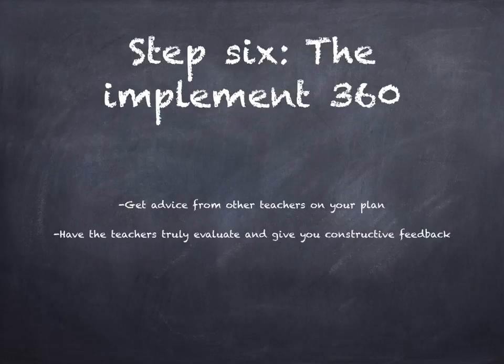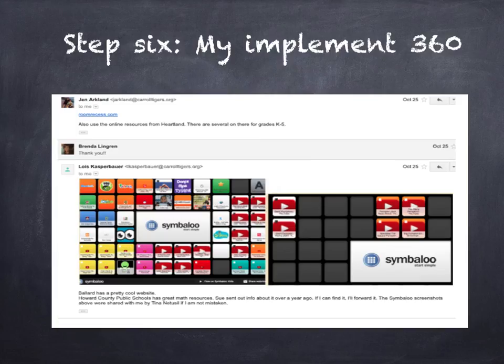The Implement 360 is step 6. This is where you get advice from other teachers. Many of them have great resources that you may not know about, so have them truly evaluate and give you constructive feedback on your goal, because this could truly change your process because they can help you and give you more resources that you have not found yet. So I was able to do this by emailing my school, and I was able to get a whole bunch of different websites and some example Symbaloo pages from other teachers on great websites that I could add to my Symbaloo page as well.